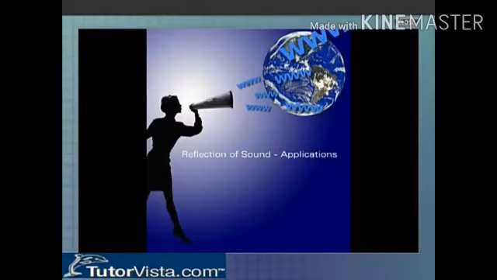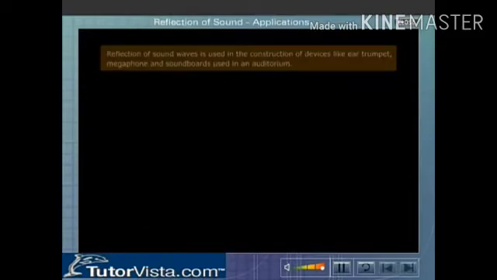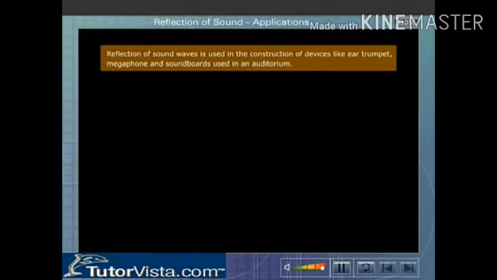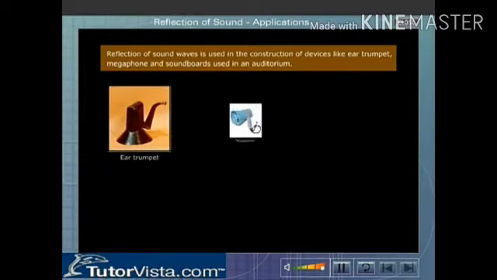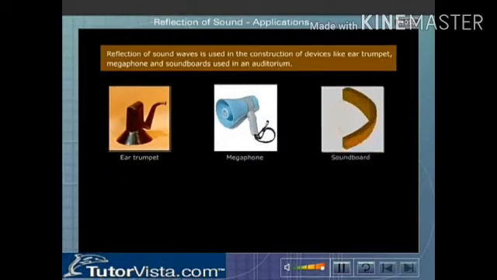Hi, good morning. Today we are going to learn about reflection of sound applications, Doppler effect and its applications. Reflection of sound waves is used to construct devices like air trumpet, megaphone and soundboards. These three are used in an auditorium.